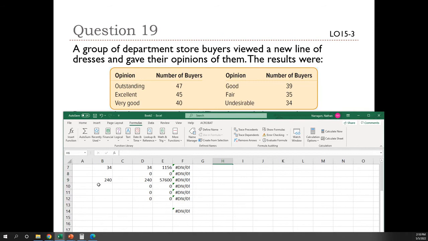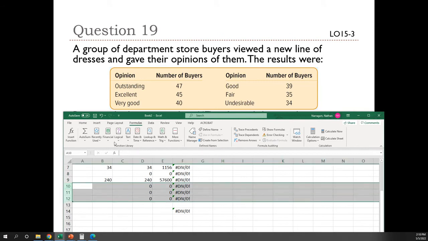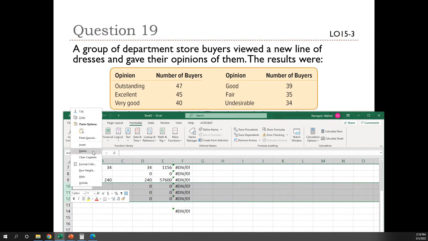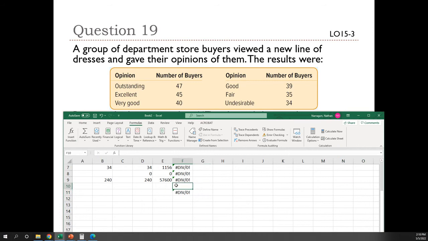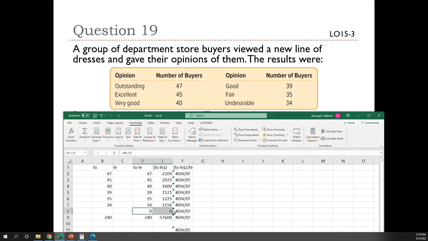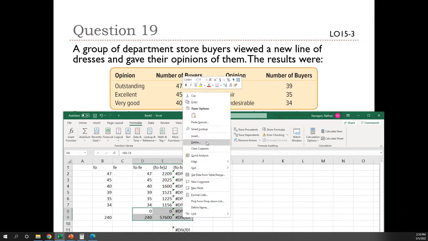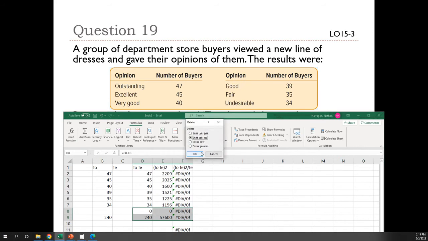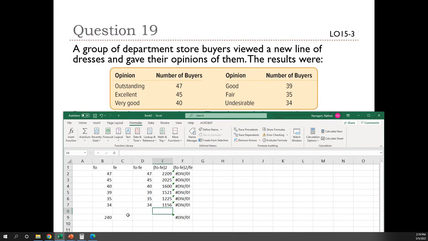So again, I could go all the way down here. We'll go ahead and delete these rows. All right, so then we can adjust. We can always adjust according to the numbers, but this will make it a little bit easier.